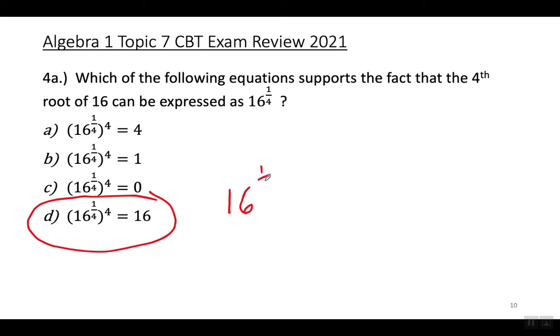So 16 to the 1 over 4 power raised to the 4th power is going to equal 16 to the 4 over 4 power, because I multiply the two exponents. Remember, you could do that. So 1 times 4 is 4 on the top, 4 times 1 is 4 on the bottom. When you simplify 4 over 4, you get 1, and 16 to the first power equals 16. So D is the only one that's correct.